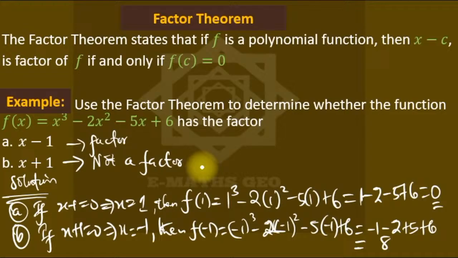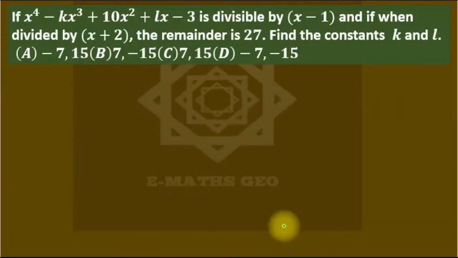So that's all about the factor theorem. Once you substitute the value, remember it must be a linear factor, a polynomial of degree 1. If you substitute and the answer is 0, you know that it is a factor. Now, they said that if this polynomial is divisible by this one, and when divided by that one the remainder is given, we are to find the constants. So we're going to use both the remainder and factor theorems here.